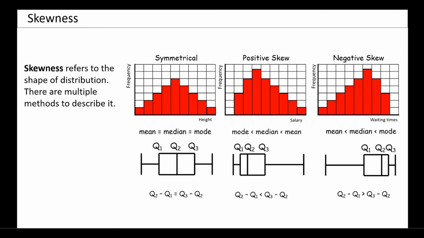Usually when you're asked to determine the skewness, you would either have found some of these statistics or you would have found the quartiles. You don't necessarily need to go and calculate anything additional, just use what you've already calculated so far in the question.